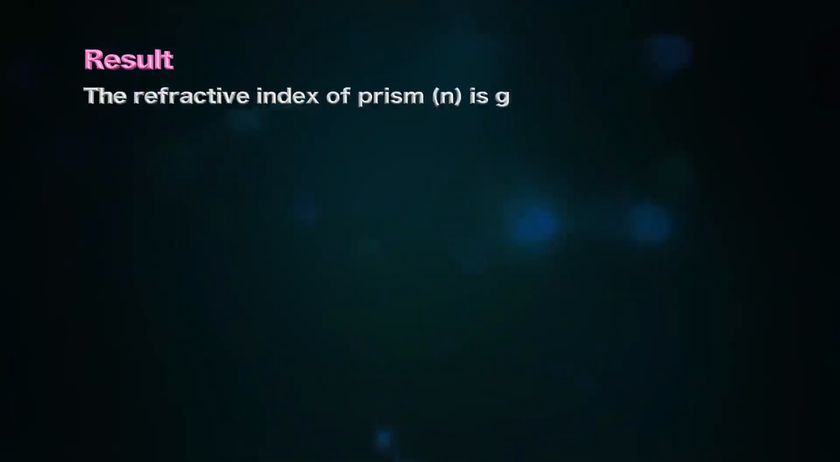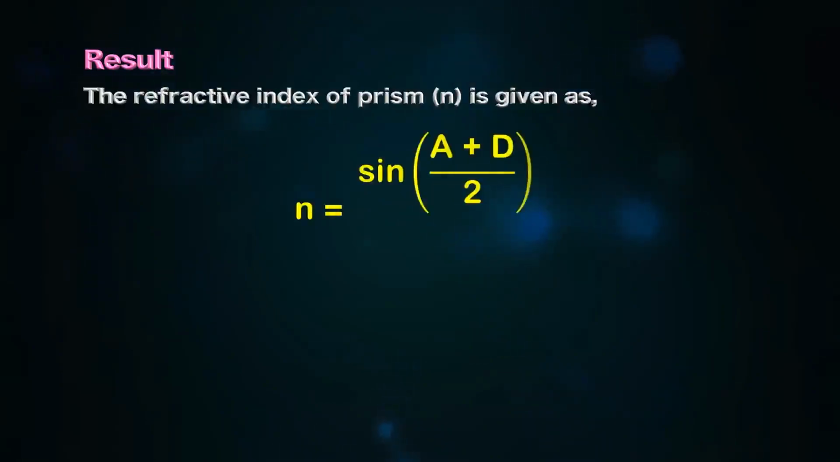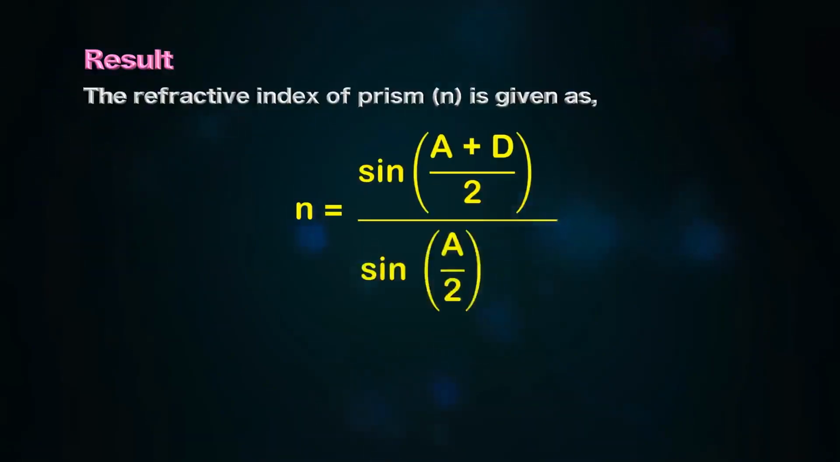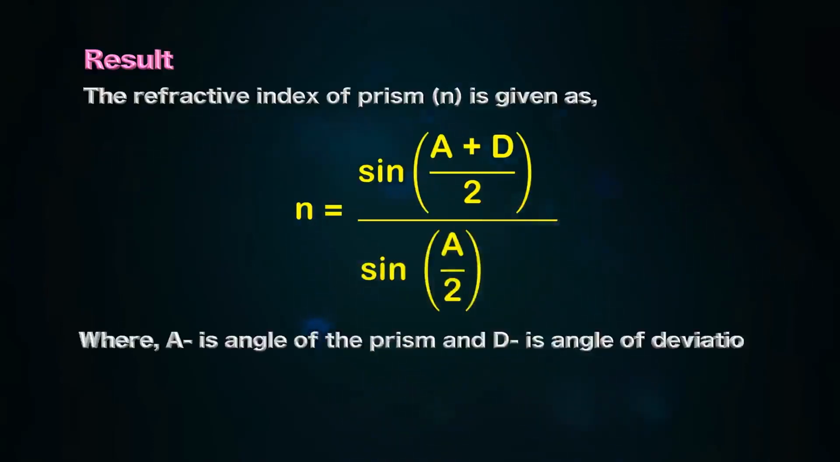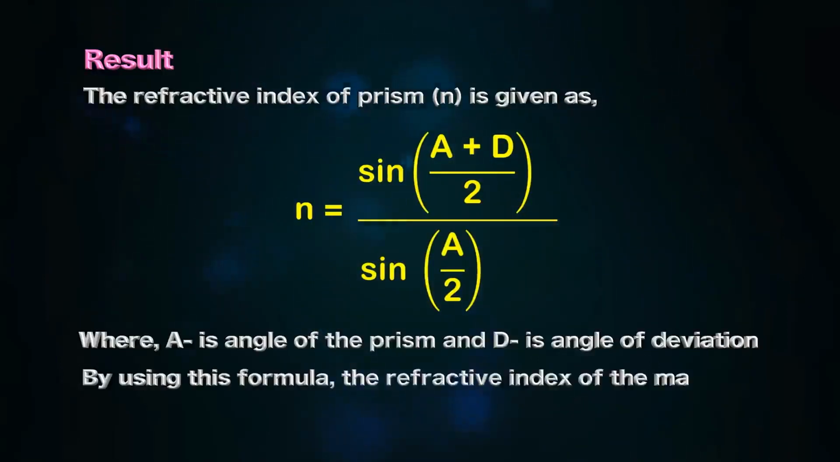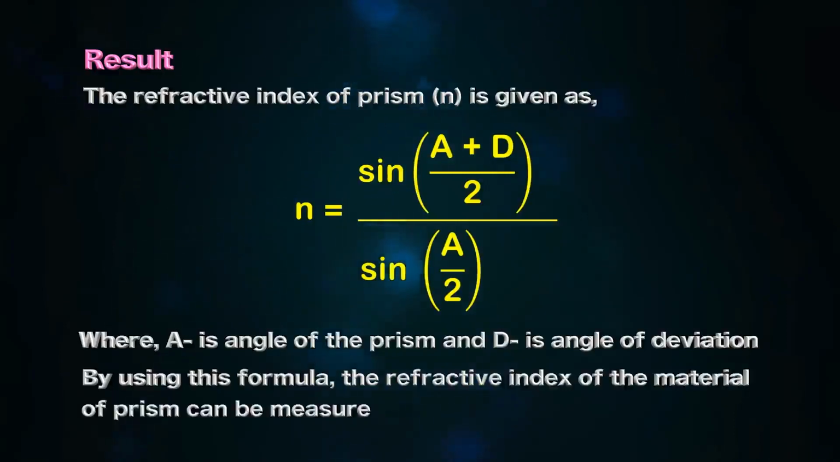Result: the refractive index of the prism n is given as n equals sine of (A plus D) by 2, divided by sine of A by 2, where A is the angle of the prism and D is the angle of minimum deviation. By using this formula, the refractive index of the material of the prism can be measured.